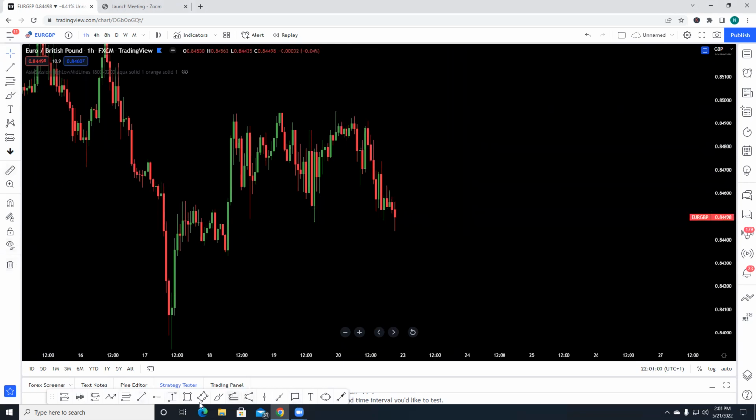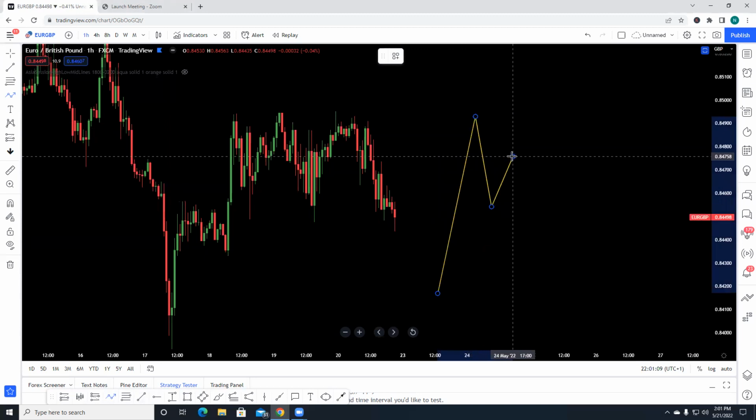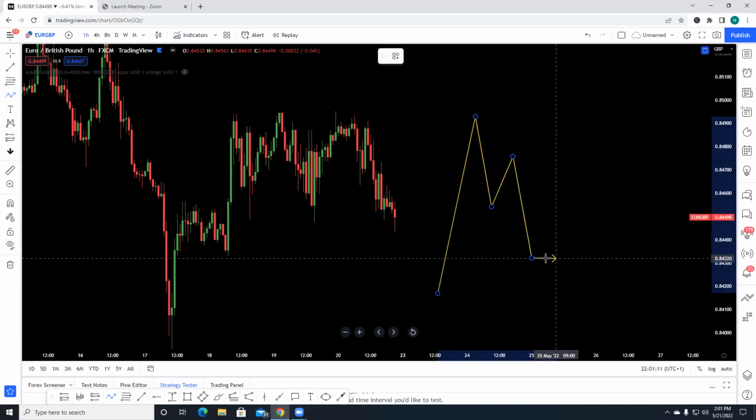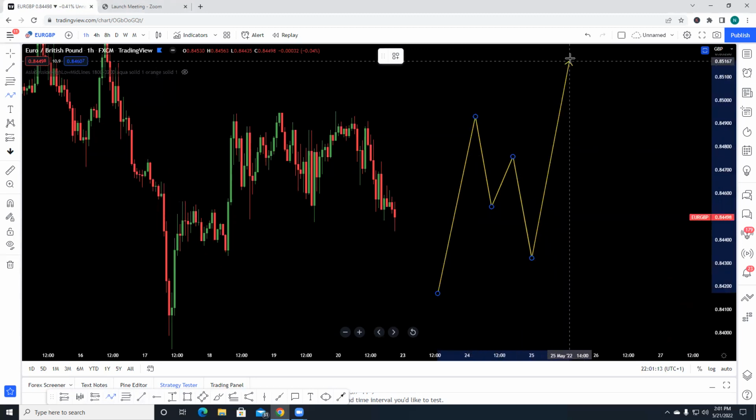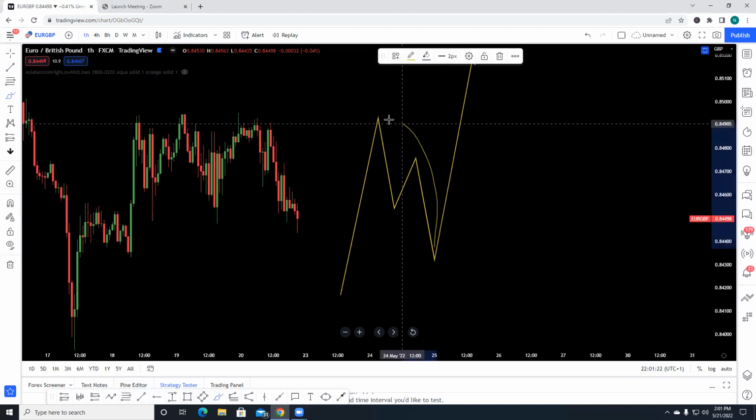If you remember, just for the sake of recap, we have an impulse. This is a zigzag corrective structure, and after it ends, you have a push to the upside. What you see in the middle here is a zigzag corrective structure, guys. We also discussed flat corrective structure.